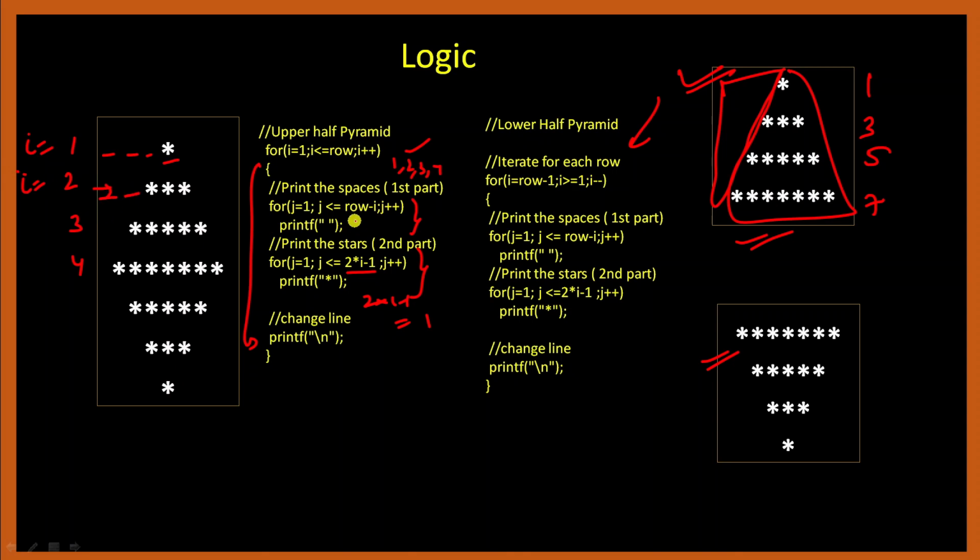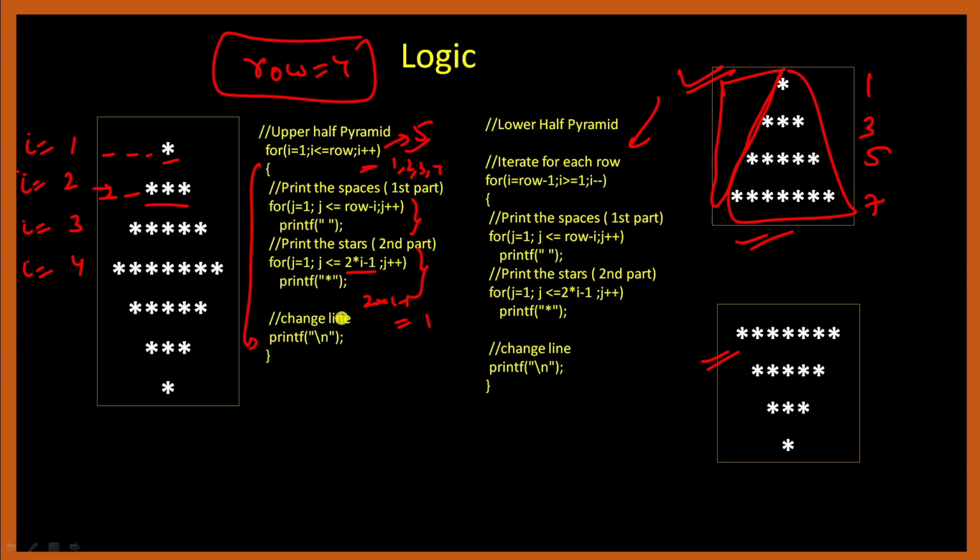Sorry, 2 spaces. So this will run 2 times. Then 3 stars will be printed with the help of this for loop. Then again I equal to 3, this will run. Same way I equal to 4, this will run. Now after I equal to 4 is done, it will come for I equal to 5, then this loop will be false because this pattern is for number of rows equal to 4.